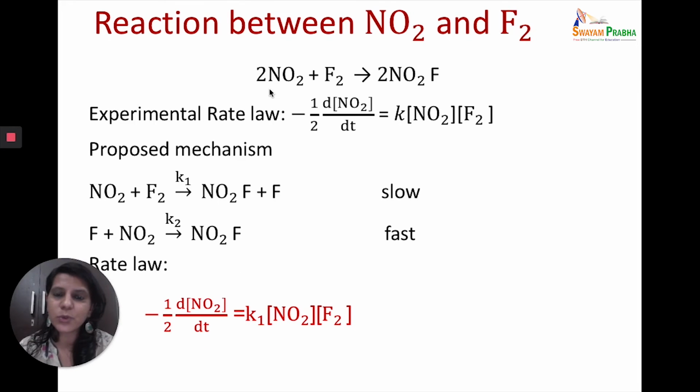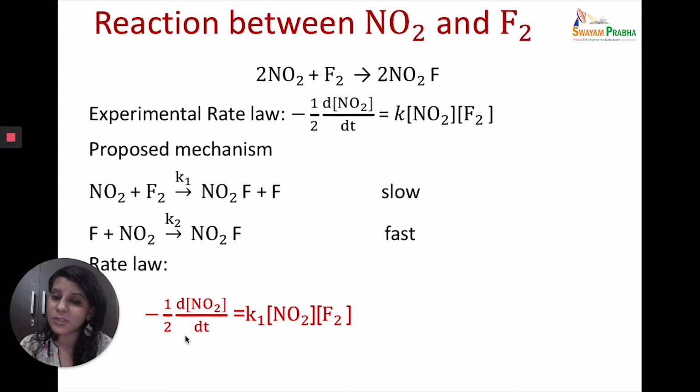NO2 and F2: 2NO2 gas plus F2 gas gives you 2NO2F. We perform an experiment and get the experimental rate law, which is minus 1/2 d[NO2]/dt equals k[NO2][F2]. Then a mechanism is proposed, and let's say this is the proposed mechanism. If I know this is a slow step, then I can write down the rate law from the slow step. So it will be k1[NO2][F2], which will be equal to minus 1/2 d[NO2]/dt.